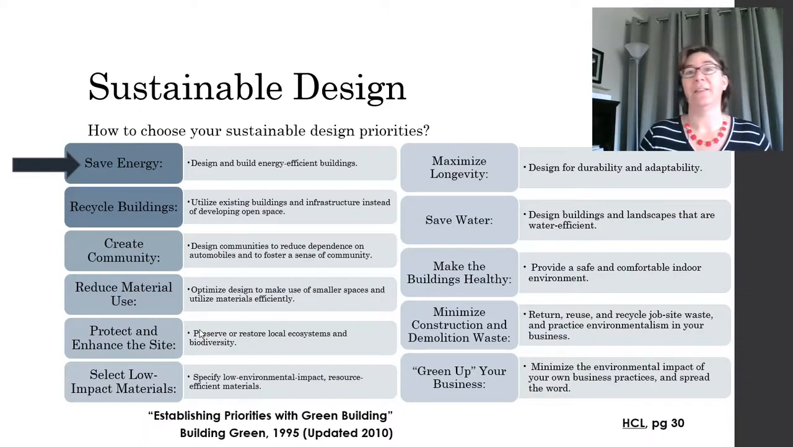There are so many sustainable design priorities. Is it better to create a community and space for people to gather, or is it better to save wetlands, or is it better to reduce energy use in any particular building project or building site? It's hard to pick. How do you choose your priorities? Well, according to this article, Establishing Priorities with Green Building, which is quoted in your textbook, and I've also placed the article for you to read in your module, after this lecture.